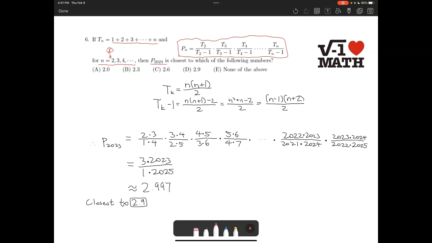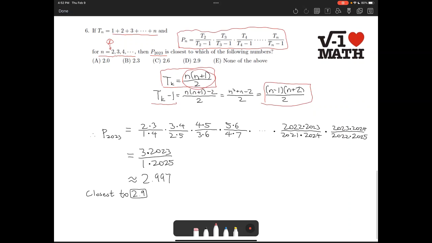So note right here that t sub n is equal to n times n plus 1 over 2, which is just common sense in arithmetic series. We also see that t sub n minus 1, which is going to be useful in this problem, is equal to this thing minus 1, which is just subtracting 2 from the numerator. And after a bit of factoring, we find out that this is equal to n minus 1 times n plus 2 over 2. So we can get p sub 2023 in terms of all these ratios to get this here.